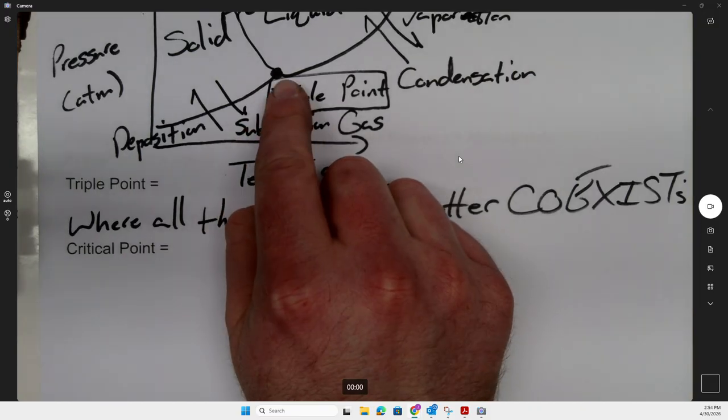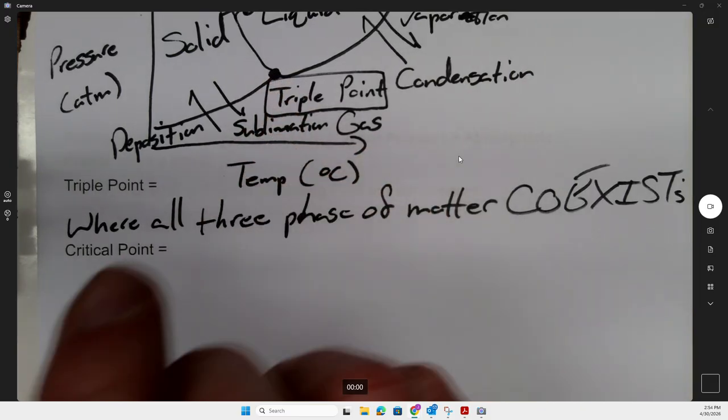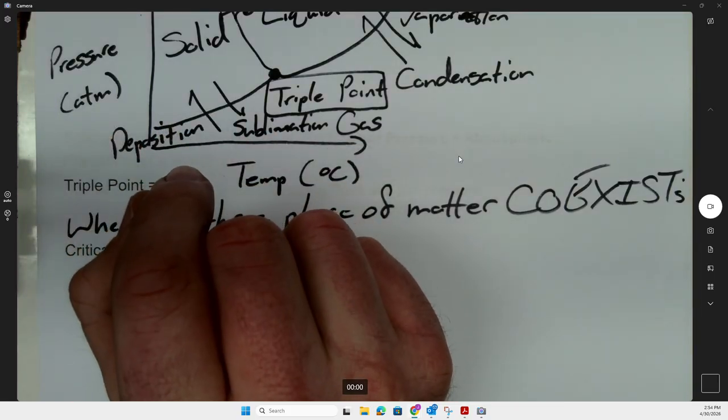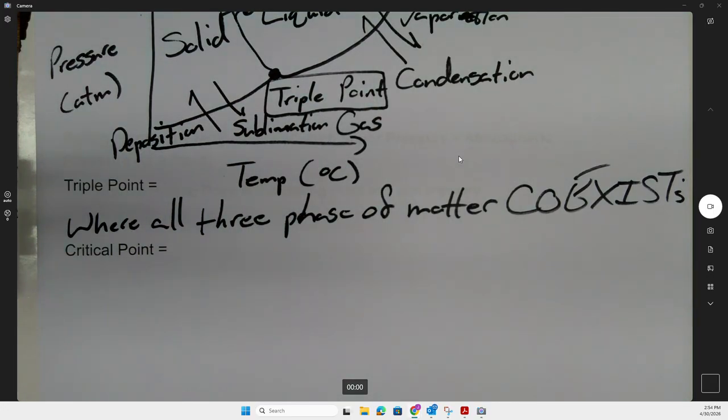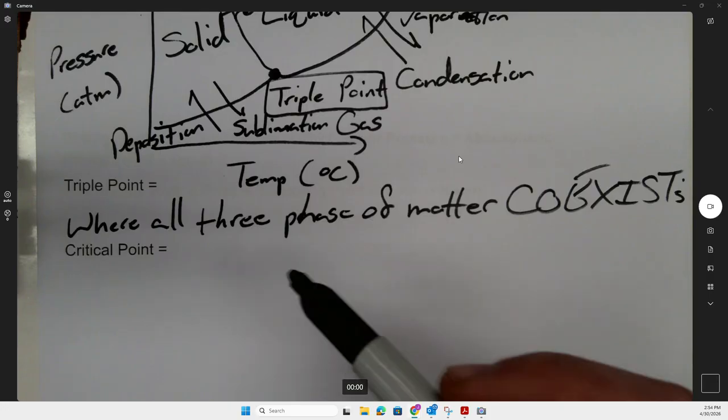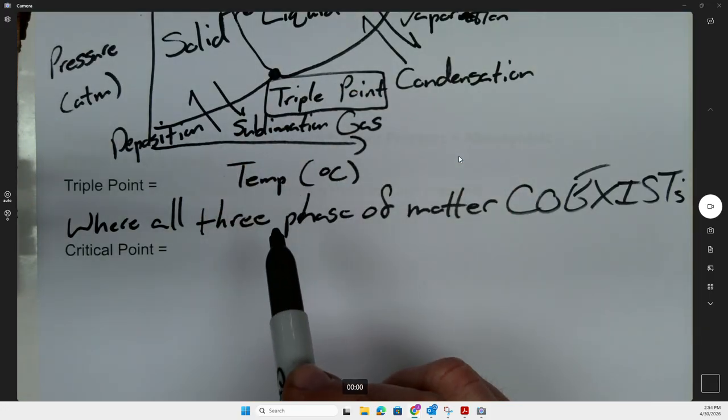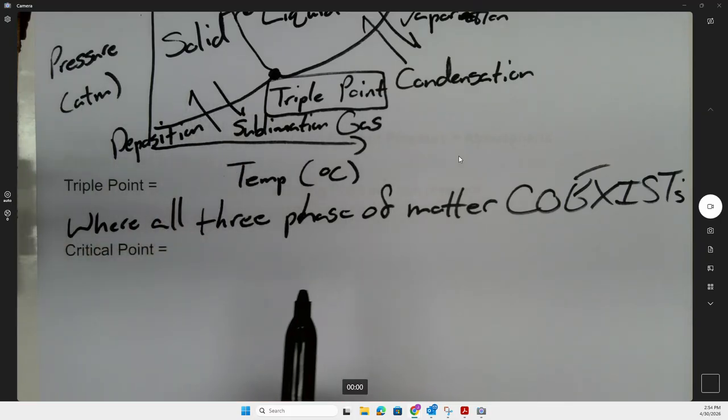Because we're at the point where temperature is just right, that the molecules are interacting with each other, and depending on what their average kinetic energy is, they're jumping through these different states. No one's staying in one state right now. All three are happening at the same time. A little bit more pressure, we jump into a liquid. A little less temperature, we go back into a solid. A little more temperature, it becomes more of a gas. It's a weird theoretical place where all three states of matter exist at the same time.